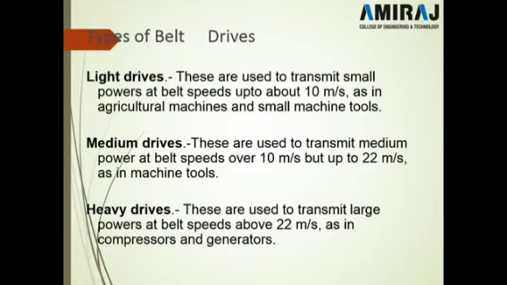Like where high speeds are not required, or you can say where medium or light work, or light power, is required to be transmitted, then light drives are used. As an example, in a thresher, which is used in agricultural work on a farm, right? So there, a long distance is not going to be required. Why?